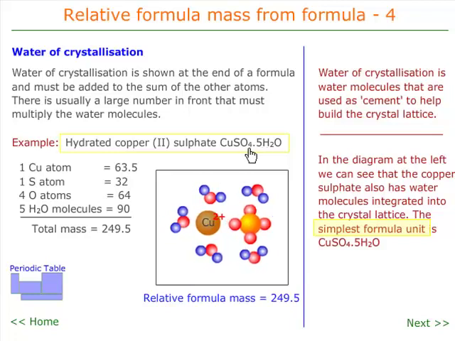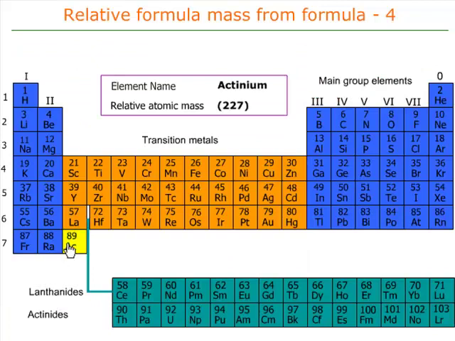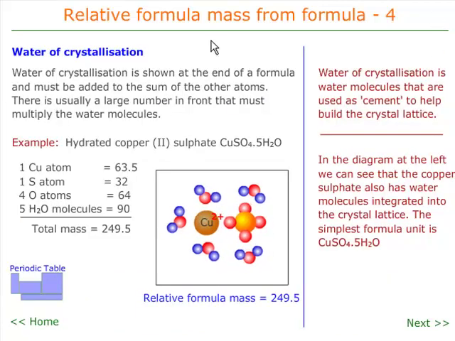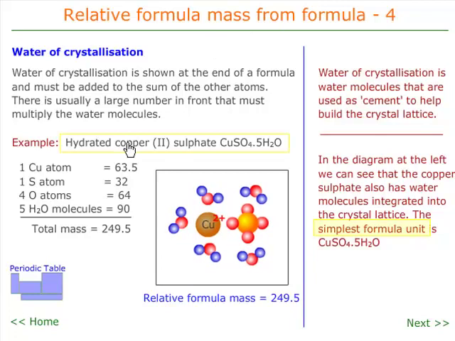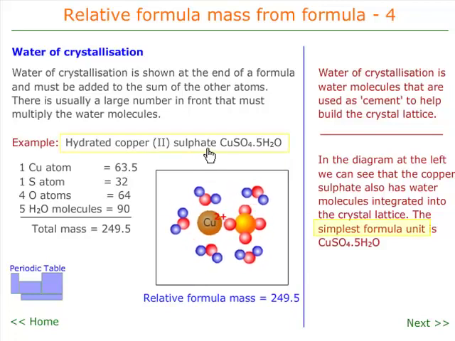So to calculate the relative mass, we must look up copper, sulfur, oxygen, hydrogen using the periodic table. Copper has a relative atomic mass of 63.55, approximately 63.5. Sulfur 32, oxygen 16, hydrogen 1, and of course oxygen 16 again. This then allows us to calculate the relative formula mass of the hydrated copper 2 sulfate.